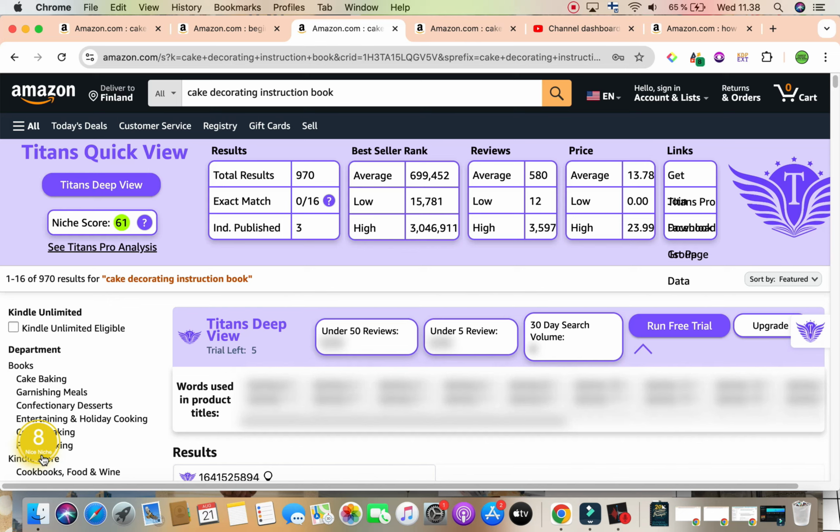Coming to the total results, they're sitting at 970, below 1,000. Then again, average bestseller rank is slightly on the higher side, but utilize this keyword as part of the 7 keyword slots and you'll be good to go. And it is averaging 699,452. Average reviews are 580, and average price is $13.78.